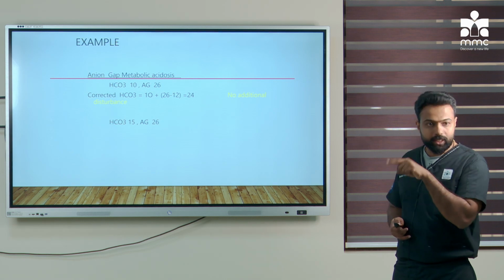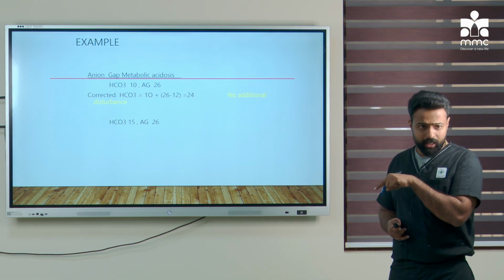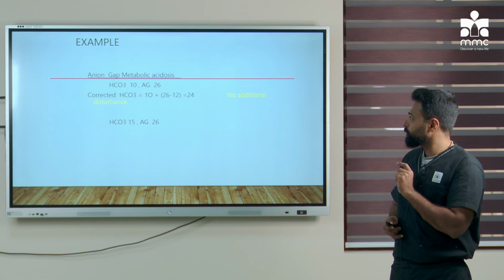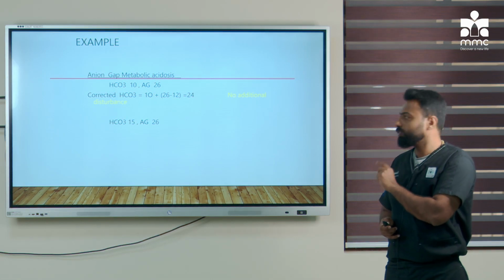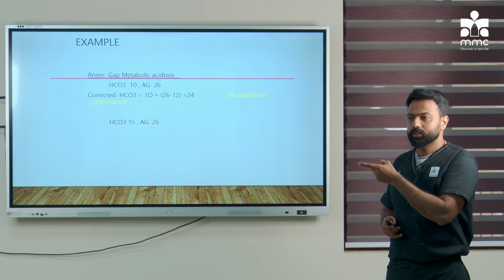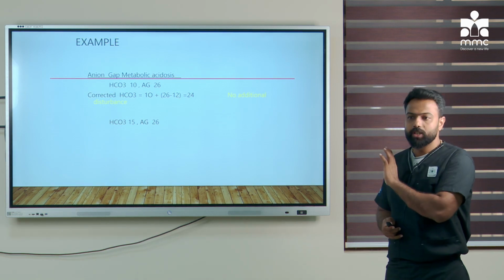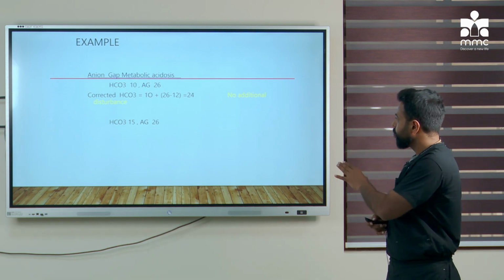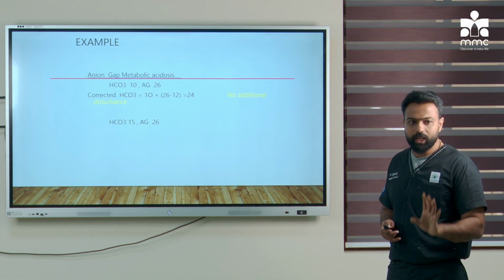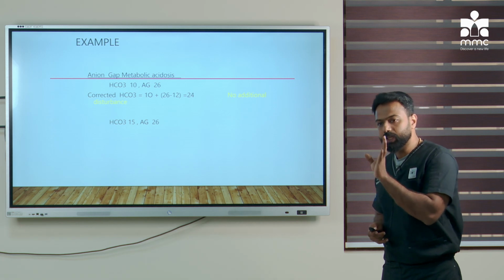Means the bicarbonate is 10 here, right? 10. And the anion gap is 26. Normal anion gap is 12. So 26 minus 12 is 14, plus 10. So the corrected HCO3 is 24. That is a normal bicarbonate value, 24. So there is no additional disturbance. There is only high anion gap metabolic acidosis.